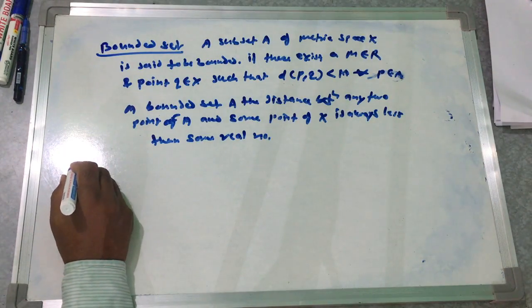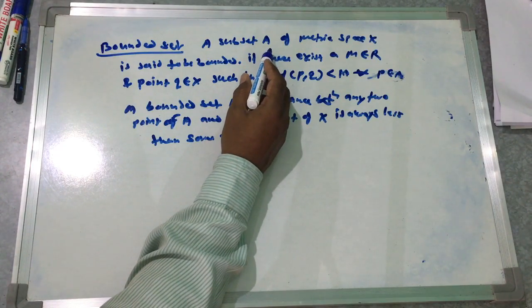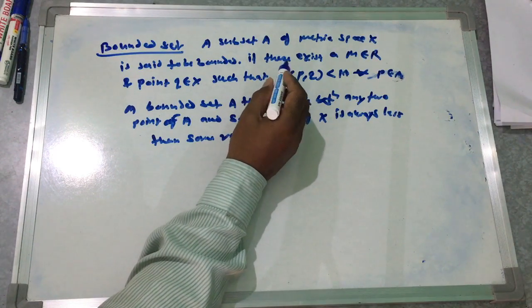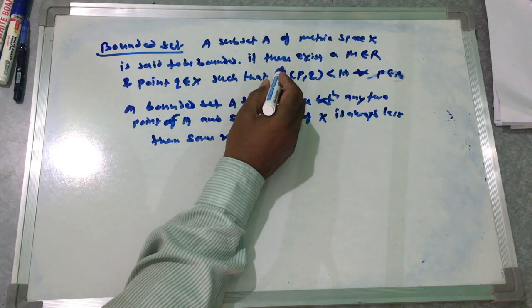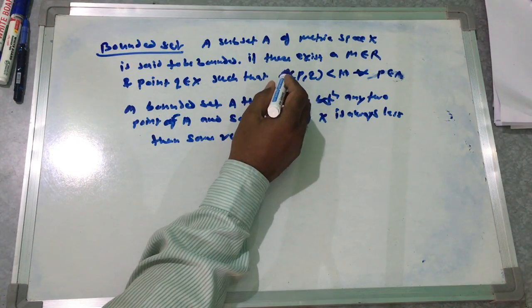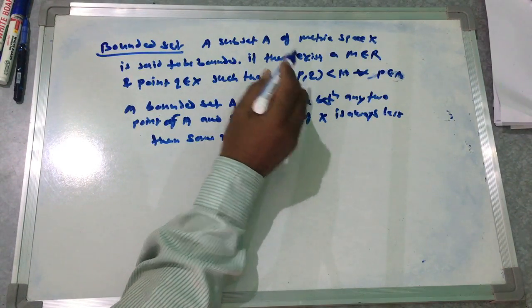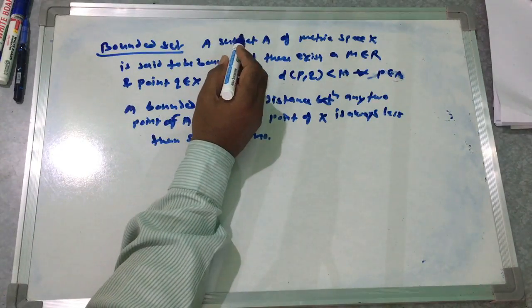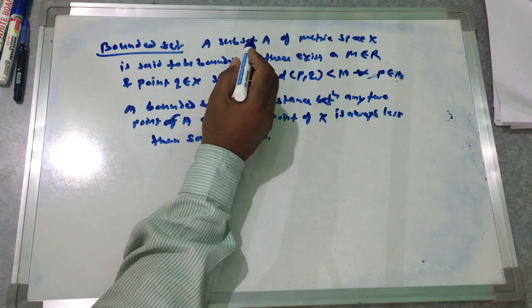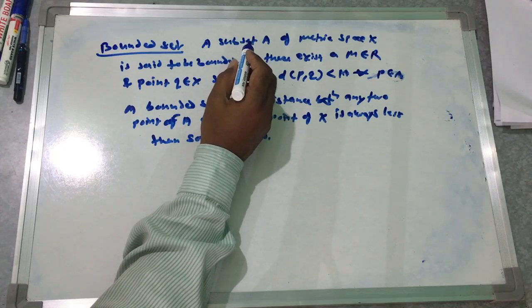So bounded set, understand? A subset A of a metric space X is said to be bounded if there exists M belongs to R and a point Q belongs to X such that the distance PQ is less than M. This condition you have to remember, distance PQ less than M, in a bounded set. Therefore, in a bounded set A, the distance between any point of A and some point of X is always less than some real number M. Okay.